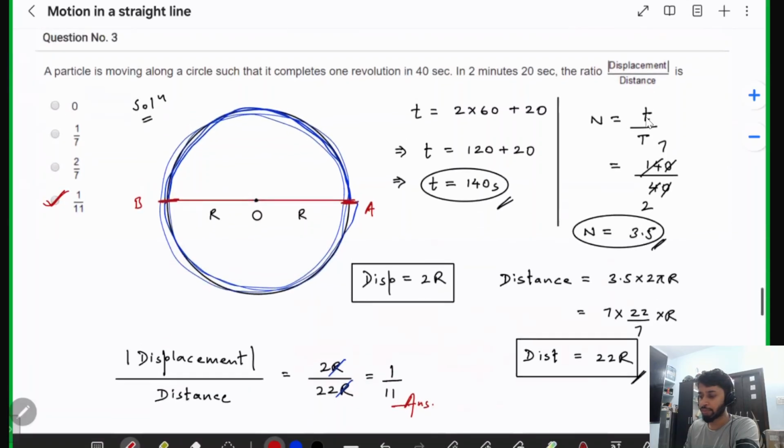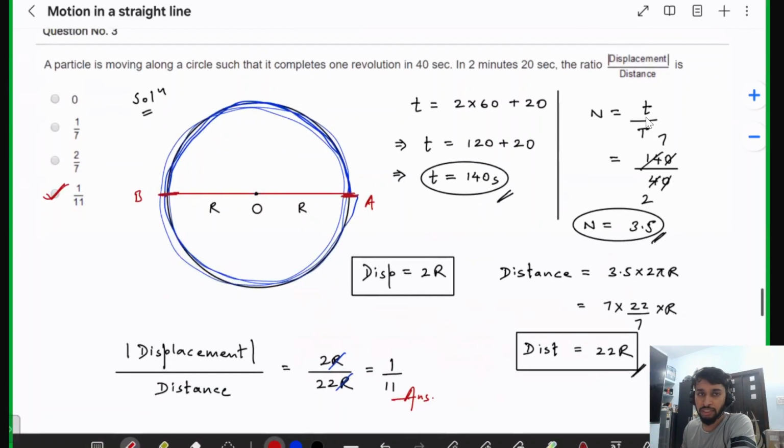Fine. So I hope this is clear. If required, you can pause the video at any instant. It's up to you. We'll go for the next one.